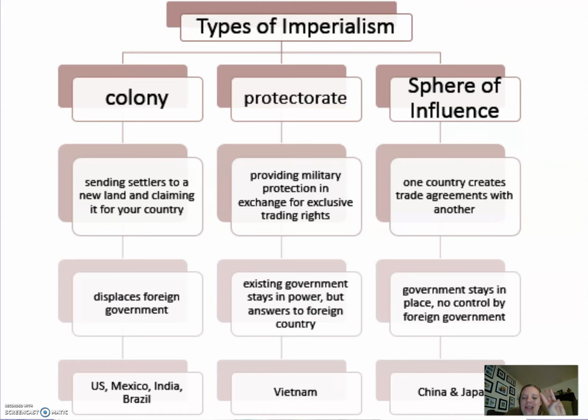So there are three types of imperialism: a colony, a protectorate, and a sphere of influence. I'm not going to spend a lot of time talking about these, but just know that these are the different styles of government takeovers that would happen.